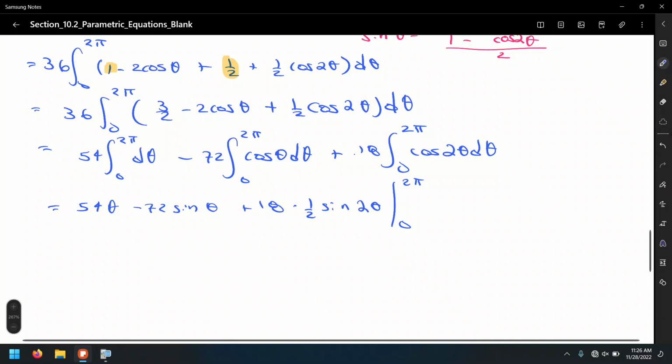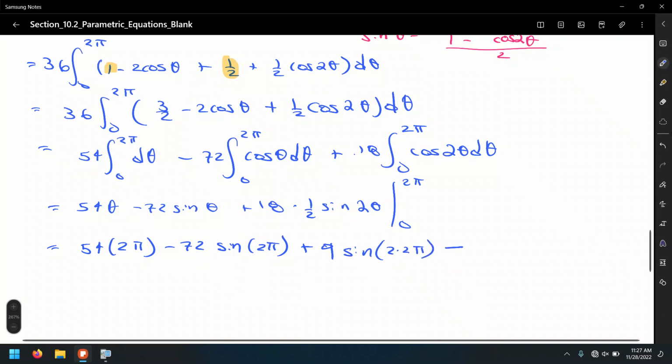Now, check this out. Recall what we have been talking about throughout the entire semester. The next step is to use the fundamental theorem: evaluate the integral at the upper limit minus the evaluation at the lower limit. But notice the lower limit is 0. So in this case, what do we have? 54 times 2 pi minus 72 times sine 2 pi plus 18/2, which is 9 sine 2 times 2 pi.